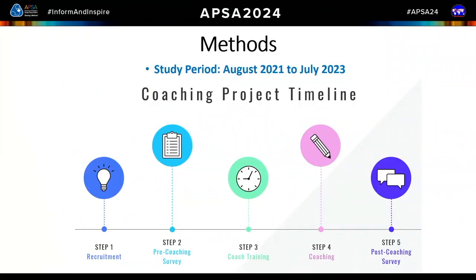Our study was conducted between August of 2021 and July of 2023. The coachees were pediatric surgery residents in their first or second year of training, and the coaches were practicing pediatric surgeons. All of the training and all of the coaching were done virtually. The coaches were trained by our certified coach trainers in 3 virtual sessions, and the residents and coaches were paired and met 3 times during the academic year for 1-hour virtual sessions.